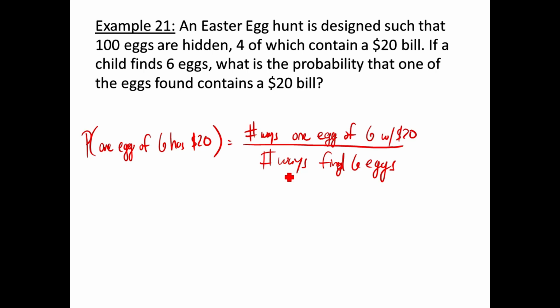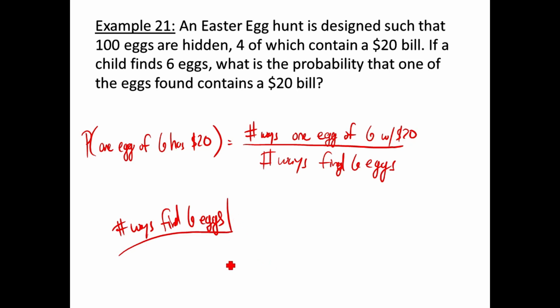This is our task. Now, one of these numbers is a little easier to find, I think. Which one do you think that is? Yeah, normally the denominator is a little simpler. Okay. So if we're going to look at that one, the number of ways just to find 6 eggs.